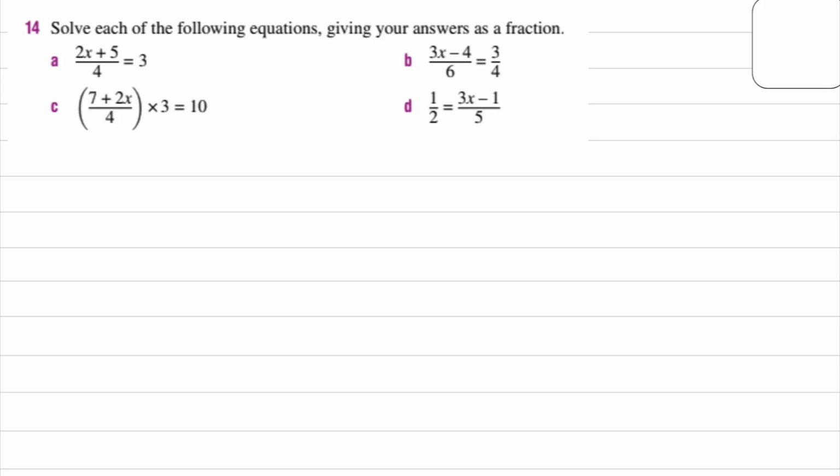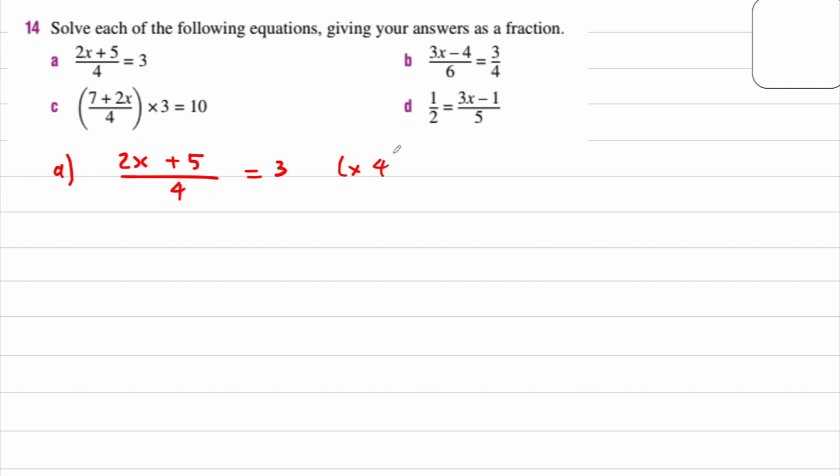In this video, we continue solving equations, but the result will be in the form of a fraction. A fraction form is a little bit harder than an integer or a negative number. So, how can we work with that? 2x plus 5 over 4 equals 3.